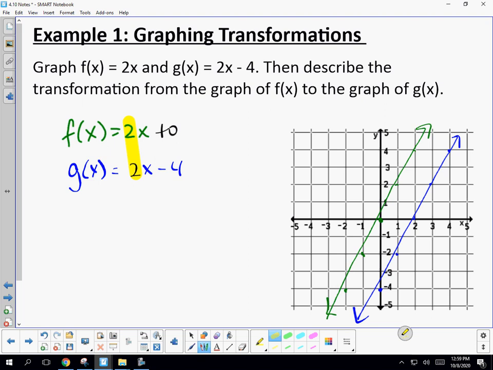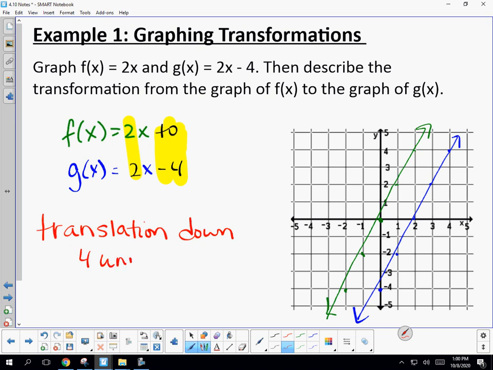If we look at the b value, however, it did change, and we know if the b changes that it is a translation, either up or down. And we went from 0 to negative 4, so we went down 4 units. And that's the transformation that we need to describe.